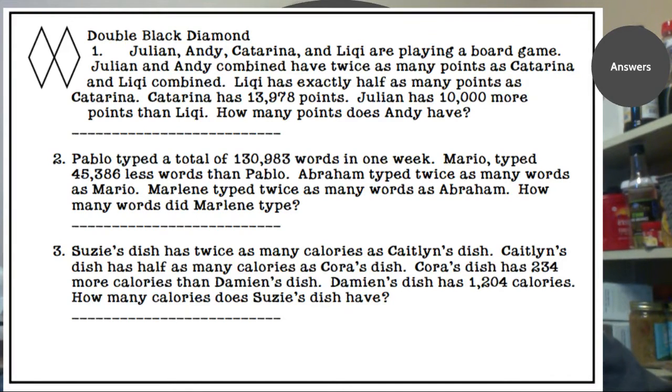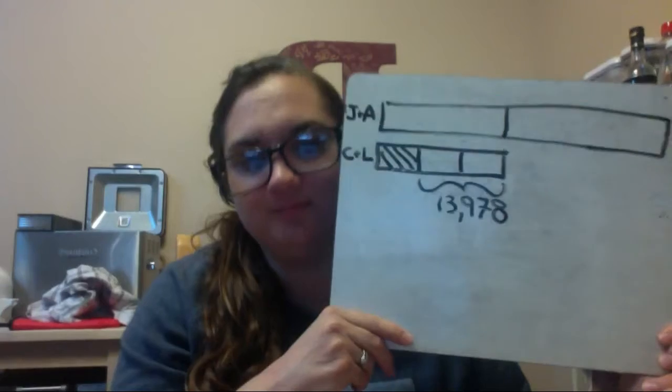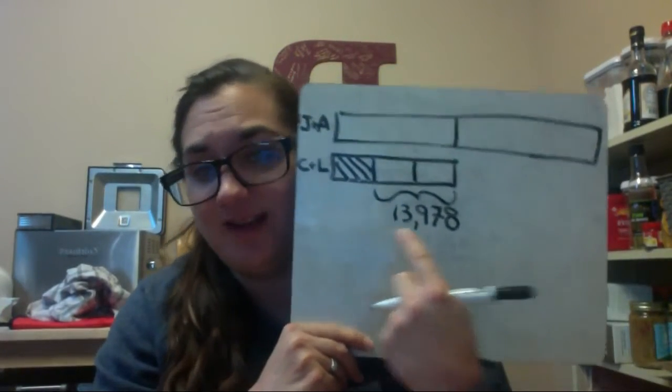Coming back to my problem, I see that Katerina has 13,978 points. Great, now that I have a spot for Katerina alone, and this goes back to algebra, isolating that variable, I can write in how much she has. She has 13,978 points. So this is what that looks like.